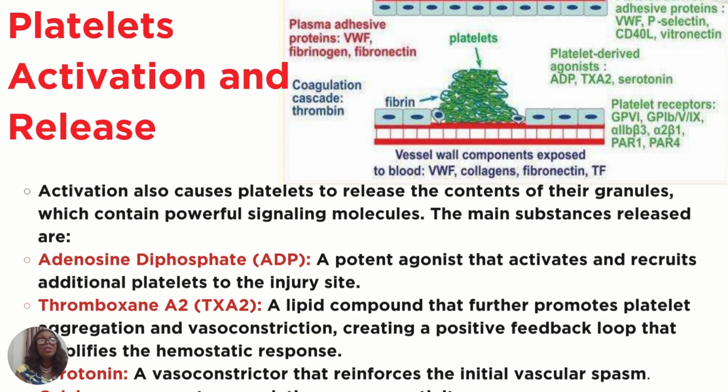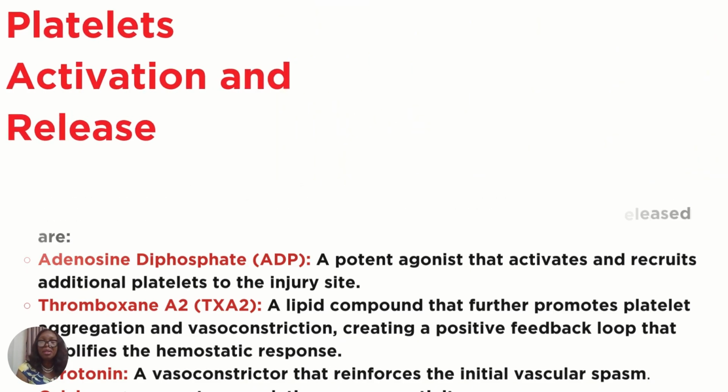Serotonin is a vasoconstrictor that reinforces the initial vascular spasm. So we have adenosine diphosphate being released as part of platelet activation, thromboxane A2 being released, serotonin being released, and then calcium is also released, which helps in secondary hemostasis.